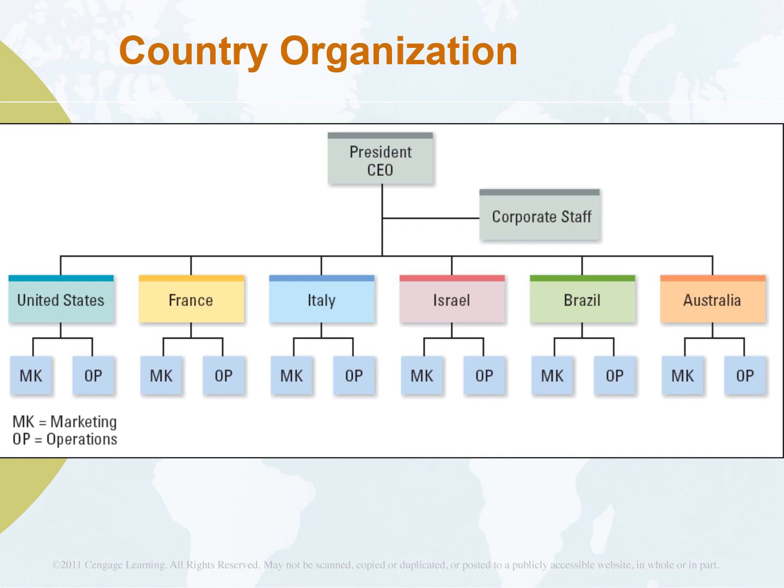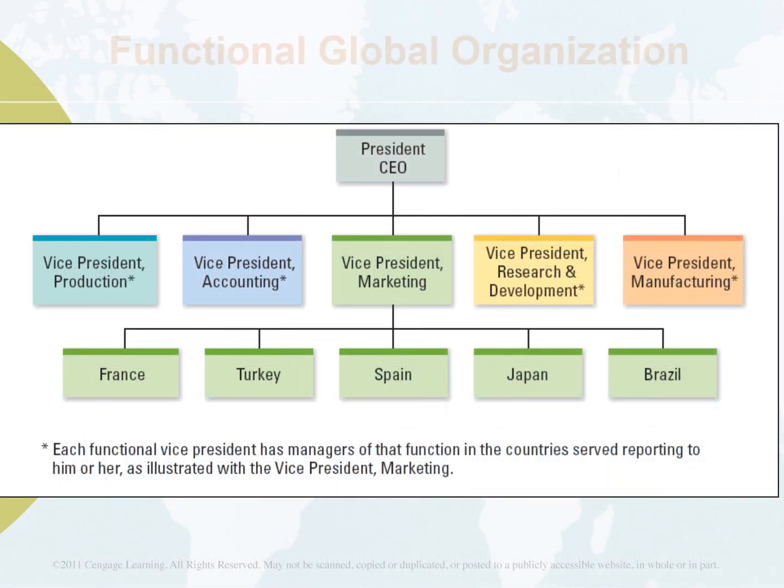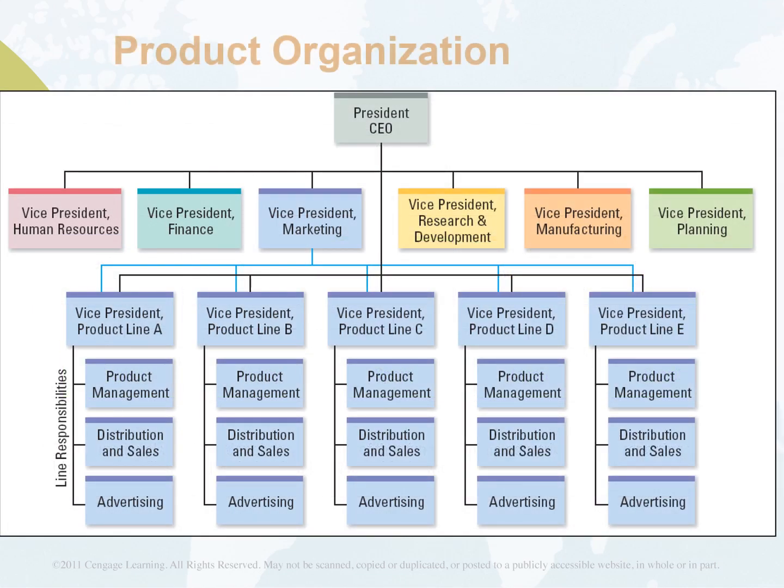Okay? And for each and every structure, I need you to be able to identify the pros and cons of each. When and why would a company choose a certain structure to use in their global marketing in country organization. Then there's a regional organization by the regions. And then there's a functional global organization by functional areas. Okay? Then there's a product organization by product groups or product lines, right?